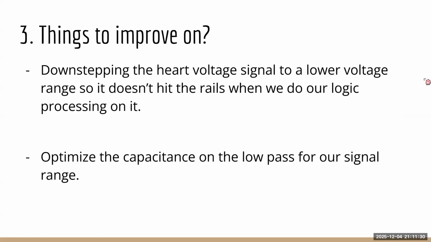So this is the direction that we were trying to work towards, of being able to have this kind of simulation, but we still haven't been able to get our silicon cochlea to work to that stage. So hopefully with your suggestions, we can figure that out. But we are thinking that the things to improve on would be to downstep the high voltage signal to a lower voltage range, as Alex was mentioning, so it doesn't hit the rails when we do our logic processing on it. And also possibly optimizing the low pass filter for the heart rate rather than just using what we were using for the silicon cochlea for a regular sine wave.